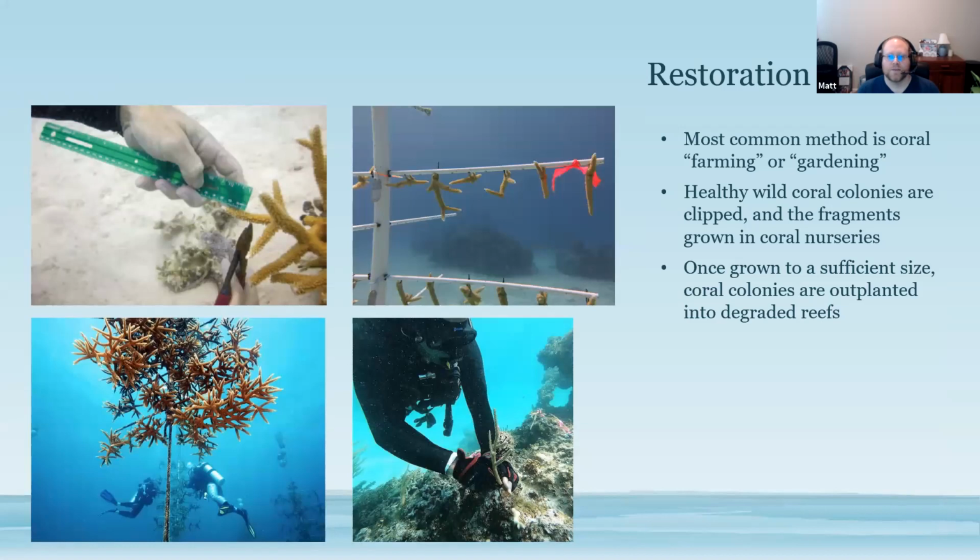There are a few different restoration methods that have been developed over the years. The most common method is called coral farming or gardening. Healthy wild coral colonies are clipped and the fragments are grown in coral nurseries. Once these fragments grow to a sufficient size, the coral colonies are then outplanted onto degraded reefs. Other methods involve collecting coral gametes during spawning events and growing them into larvae, then seeding the degraded reefs with the larvae. Though these methods frequently produce less results in terms of overall survivability.